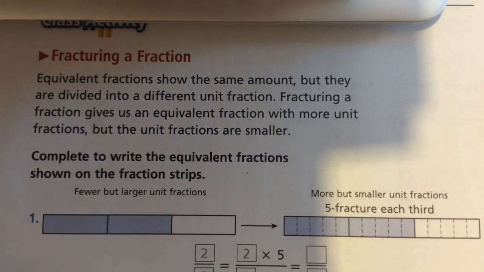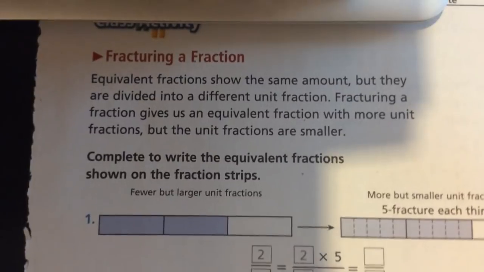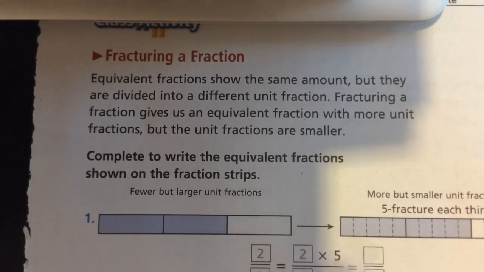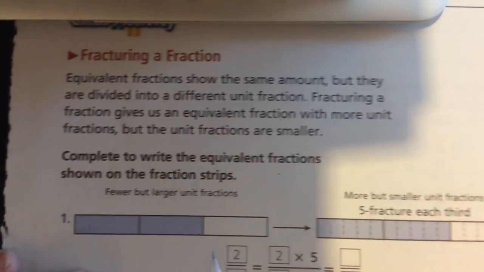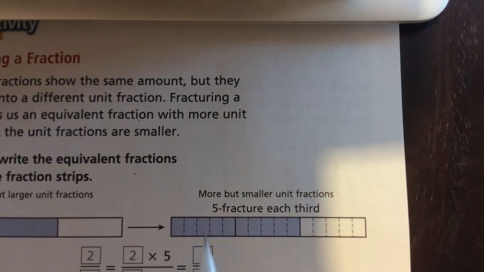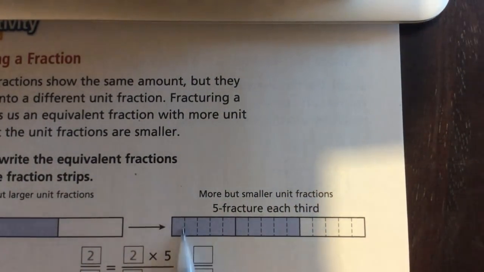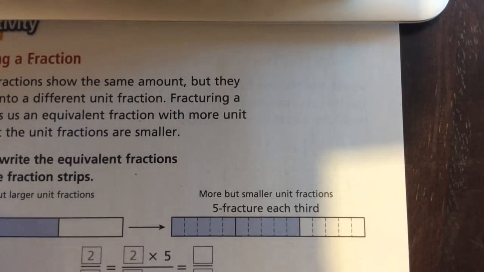If I'm taking a look at this space right here, I'm noticing that there are 3 spots. And so this fraction shows 2/3. But over here, if I factor each one of those sections into an additional 5 spots, now I've got smaller pieces. So I'm sharing with more people. But I have more pieces to share, they're just smaller.